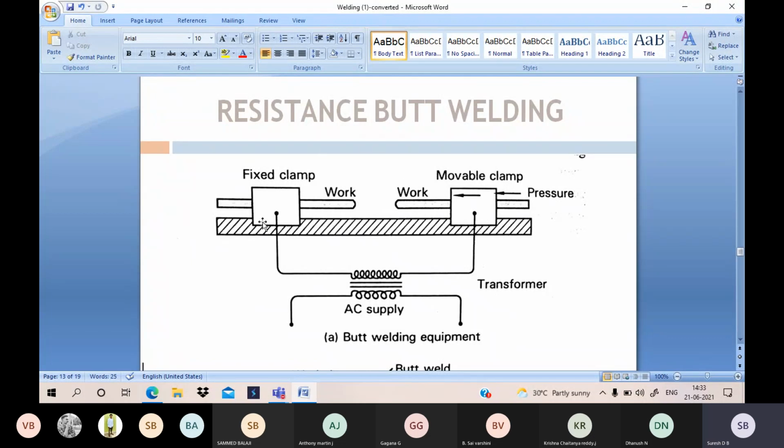In this resistance welding, one workpiece is rigidly fixed by using a fixed clamp. You can fix the workpiece on one side of the bed. The other workpiece is held by using a movable clamp.